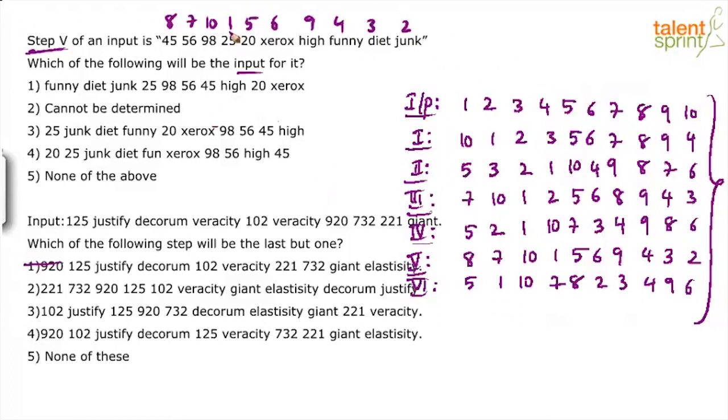So what is 1? 25, which means the input should start with 25. Are you able to follow? Input should be 1, 2, 3, 4, 5, 6. 1 is 25. Input should start with 25. How many options get eliminated?